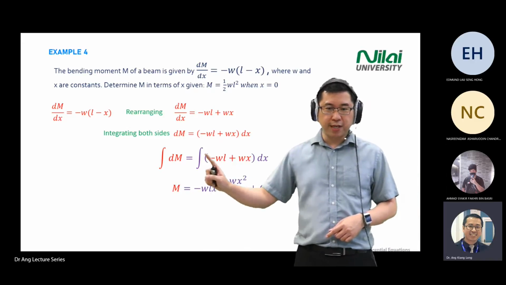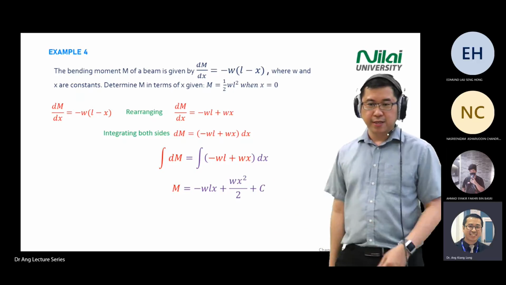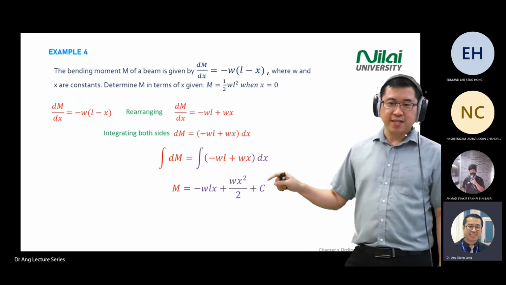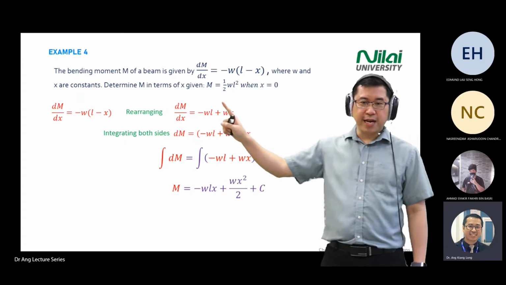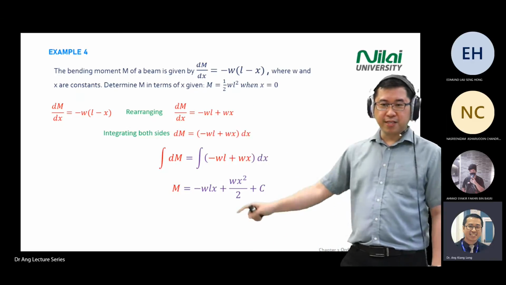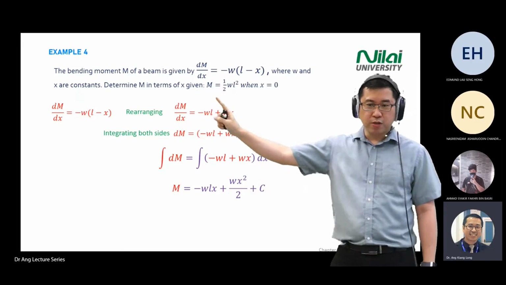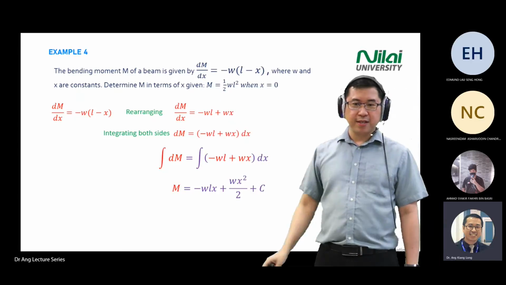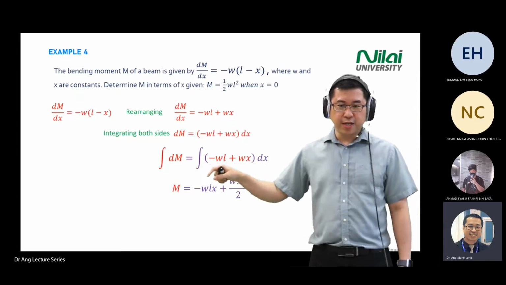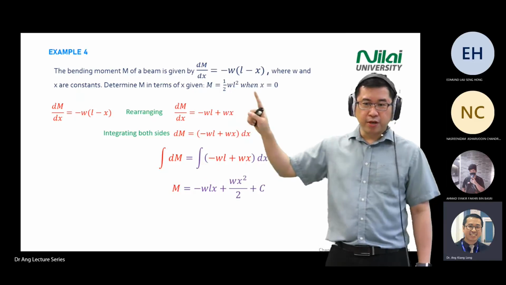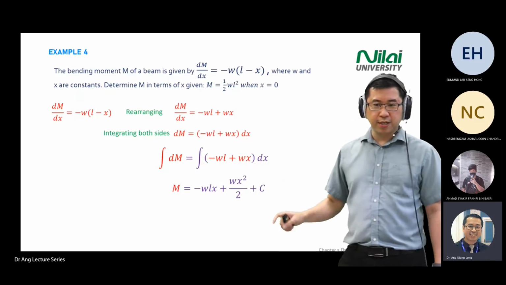Again, you don't have a limit, that's why there's a c there. How to solve c? Because of m and x given. There's a purpose why the question gives you the value of this one when this one. So what you do inside this equation: you are given the m, you're given the x. What is your c?